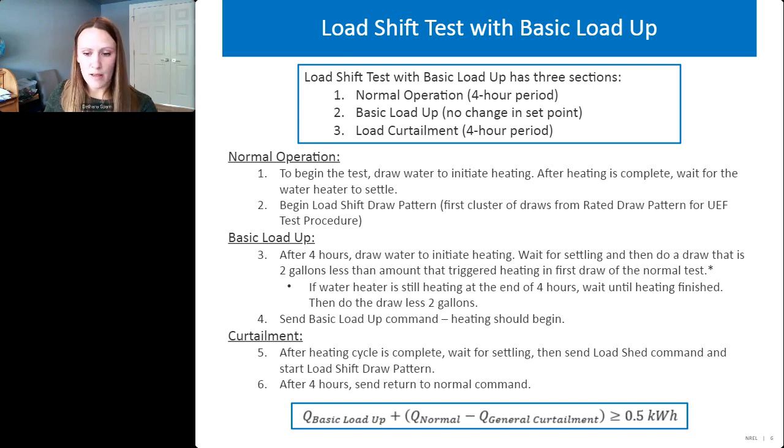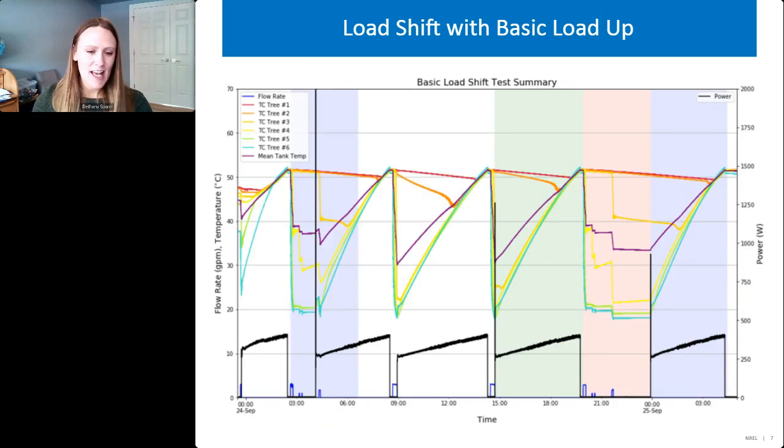This equation at the bottom is how we determine the amount of load shifting that was achieved. So we're adding up the energy used during the basic load up portion, plus the difference between the normal period and the curtailment period. And that should all be greater than or equal to half a kilowatt hour. Okay, since all those words are hard for me to follow, let's look at some data.